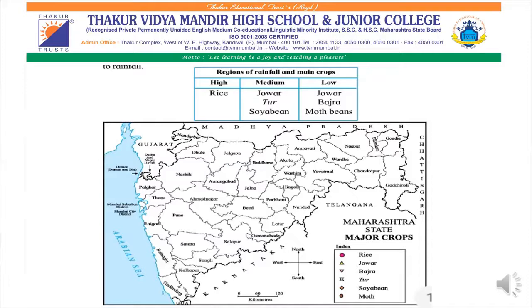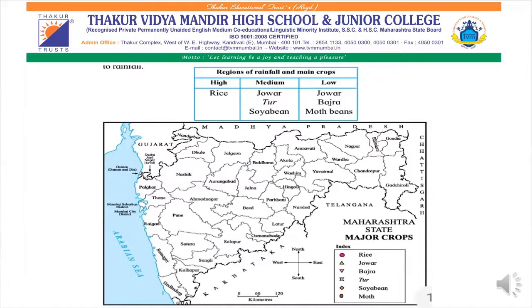In this map, students, we have to color. This is an activity. We have to look at the map of rainfall given on the previous page. With the help of that map, we have to find out which crops will grow in which region of Maharashtra. Correct? In the index, the symbols are given. We have to place the symbols in the Maharashtra map. Rice, pink color circle, jowar, triangle, bajra, tur, soya bean, moth. This is an activity you have to do.